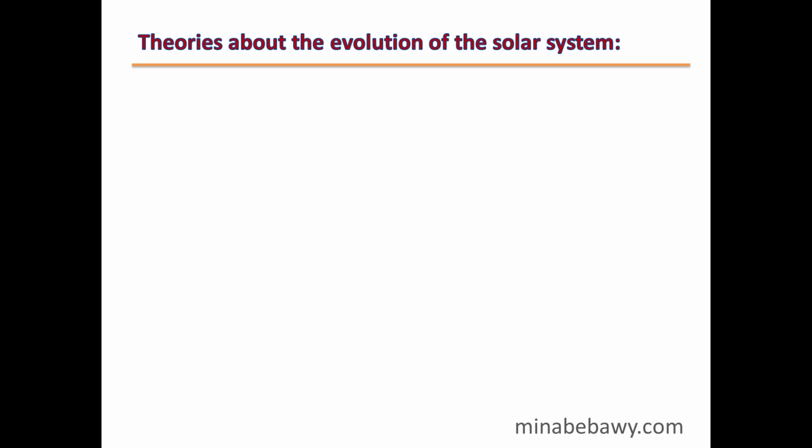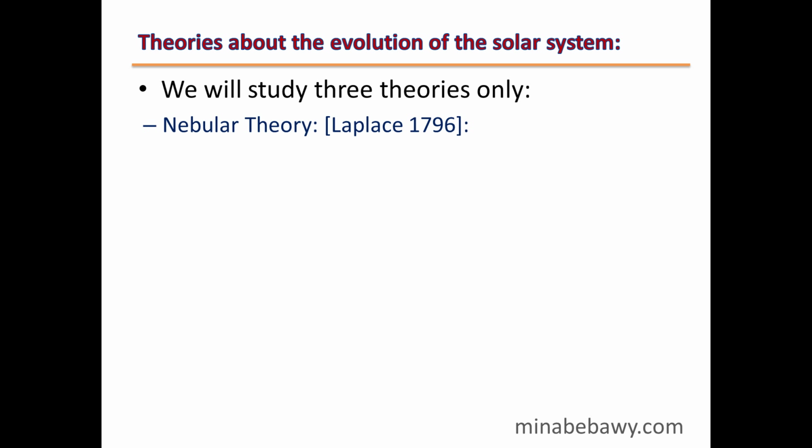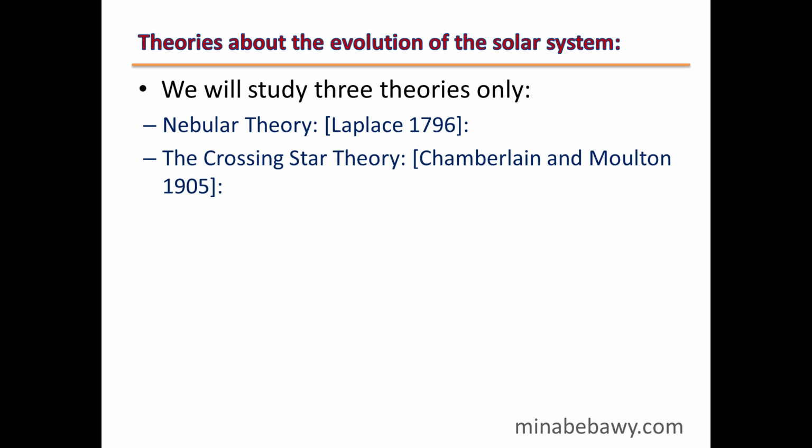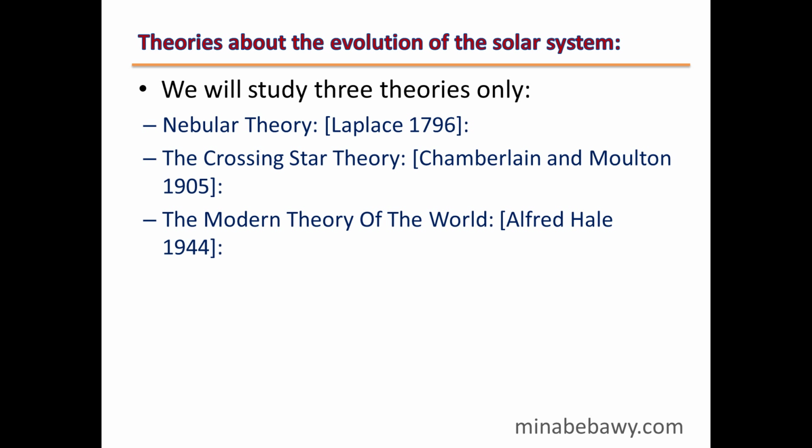Theories about the evolution of the solar system. We will study 3 theories only. The first one is called the Nebular theory. This theory was prepared by Laplace in 1796. The second theory is the crossing star theory, prepared by Chamberlain and Moulton in 1905. The third theory is the modern theory of the world, presented by Alfred Hale in 1944.